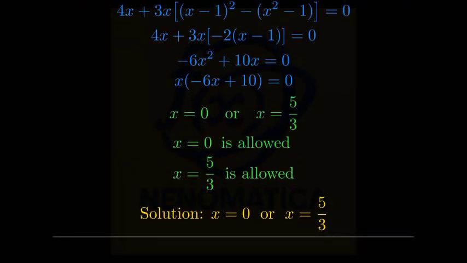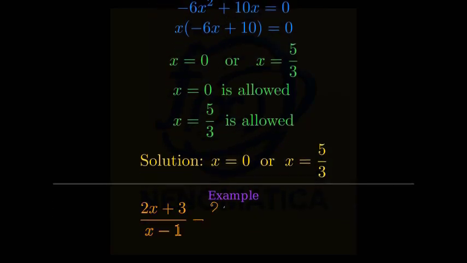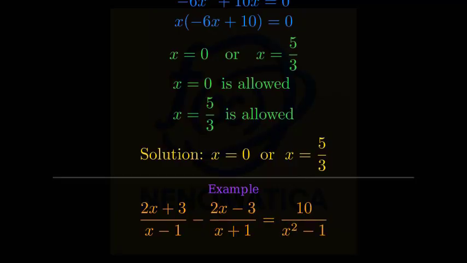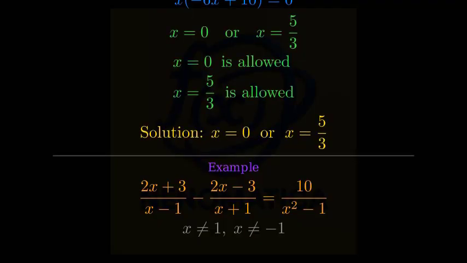Now, the second example. We will again start with the problem, list the domain, clear denominators, simplify, and finally check whether any obtained solution is valid. The equation is (2x plus 3) over (x minus 1) minus (2x minus 3) over (x plus 1) equals 10 over (x squared minus 1). Domain restriction. x cannot be 1 and x cannot be -1.